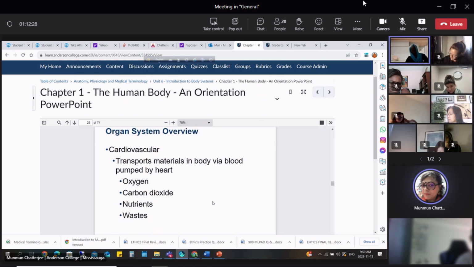Now the cardiovascular system. What is the main cardiovascular system? What's the terminology here?